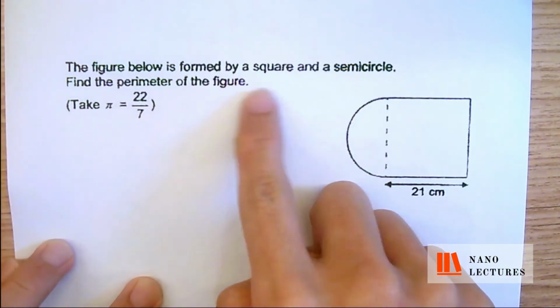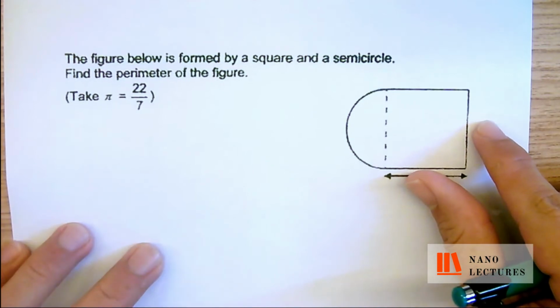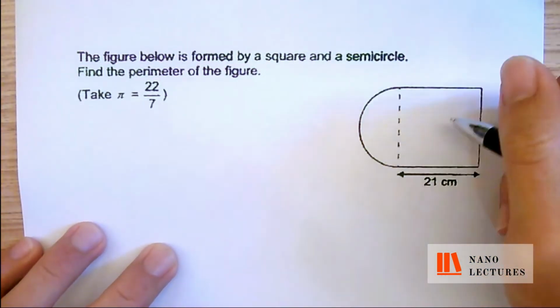The figure below is formed by a square and a semicircle. To find the perimeter of the figure, I think we did this question. I mean, we did this kind of question quite a few times already, so I'm just gonna do it quite quickly now.